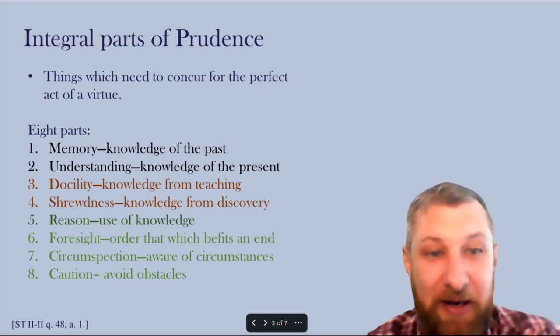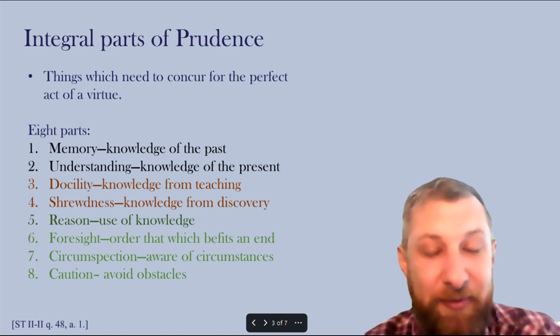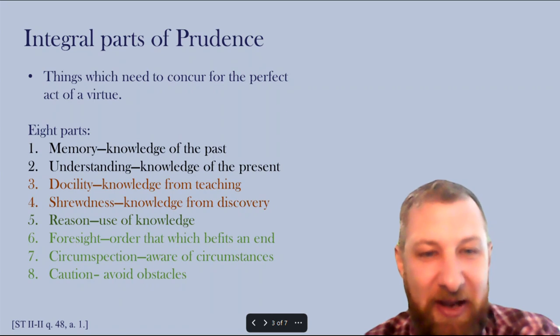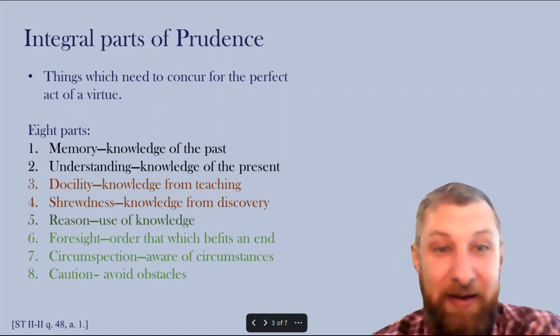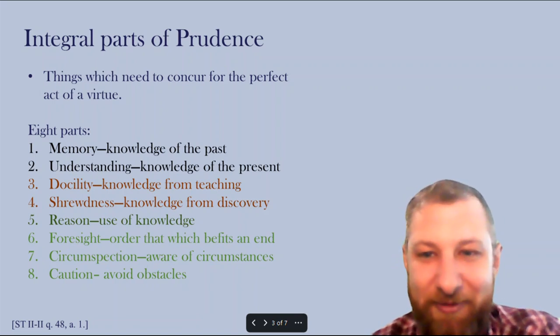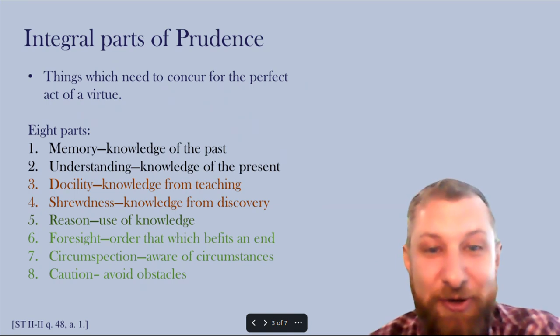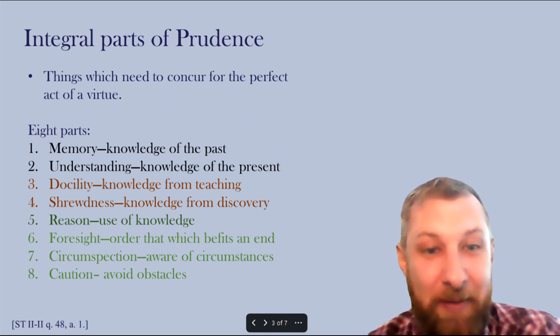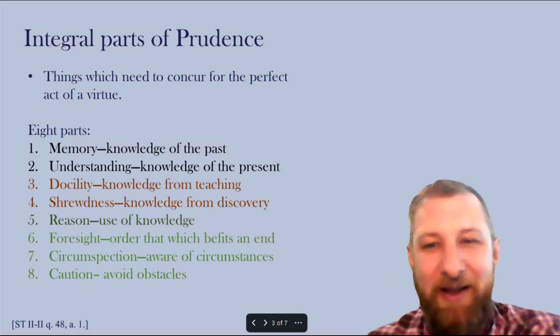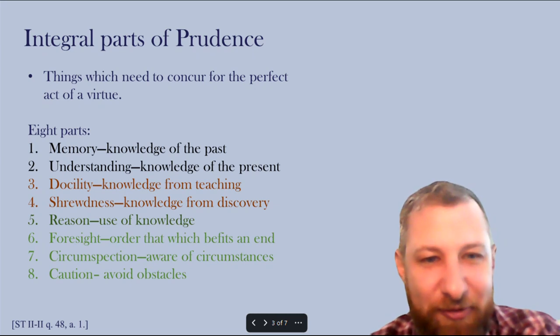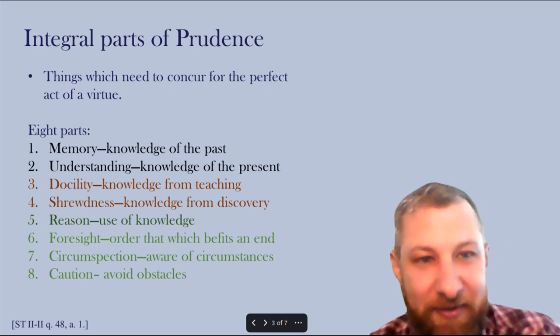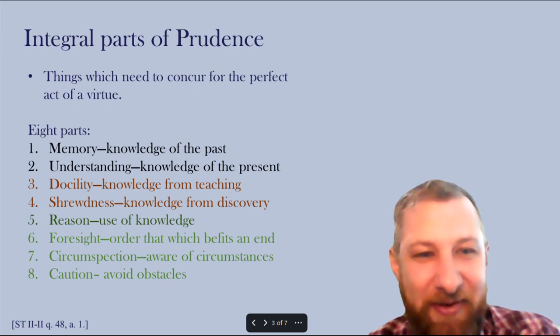And then lastly, reason. So this deals with, in some sense, the command part of prudence. And it's the use of knowledge, right? So you might have knowledge of the past and present. You may have gained it through somebody teaching you, or you have experienced it yourself. But now, can you put it to good use, right? Now that you have that, can you use your reason to make good decisions? Now, there's 3 elements of this. So there's 3 sections, but within this third section, the last 3 are kind of subparts of reason.